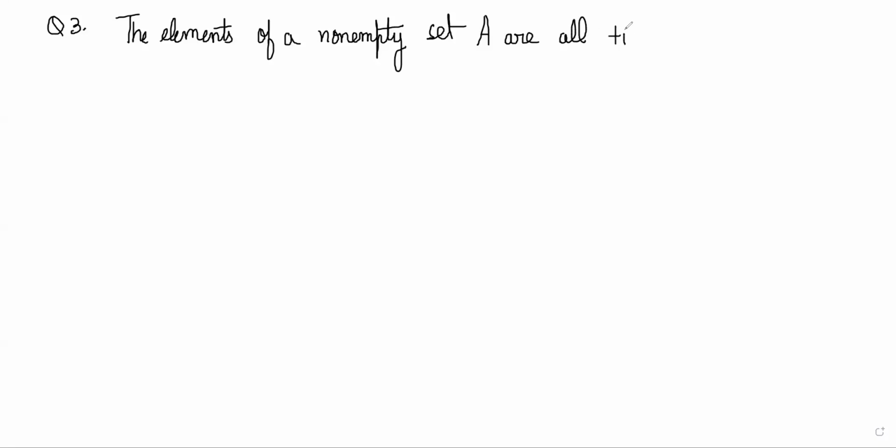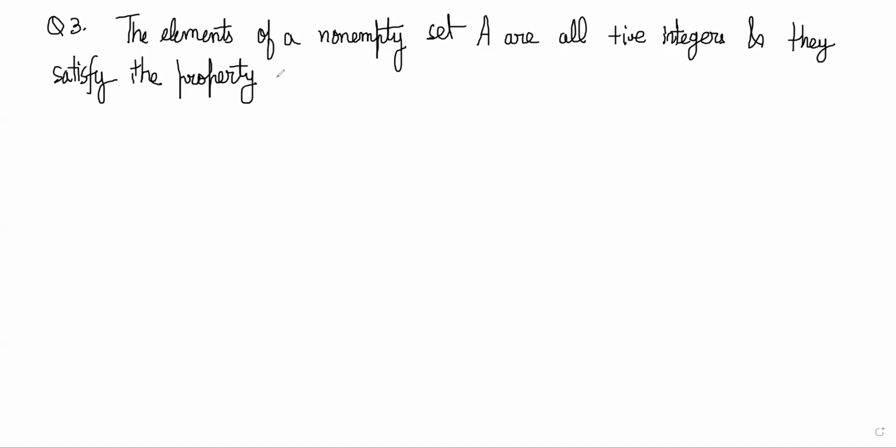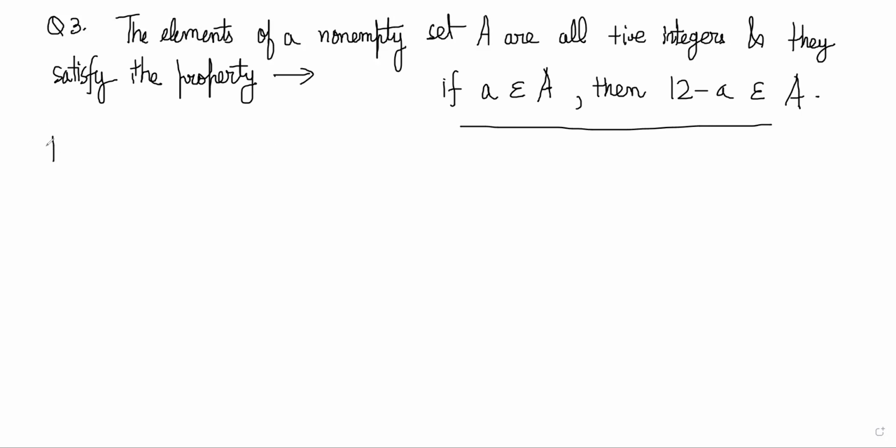Let's move on to the next one. The elements of a non-empty set A are all positive integers, and they satisfy this property: if small a belongs to capital A, then 12 minus a also belongs to A. We have to determine the number of such sets.